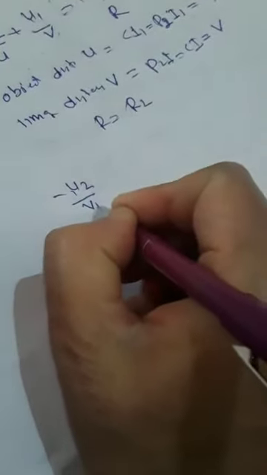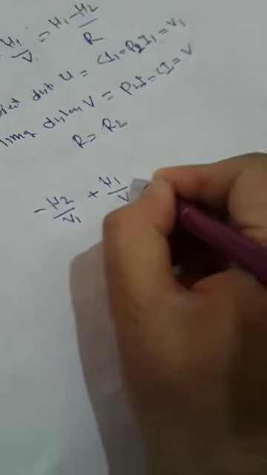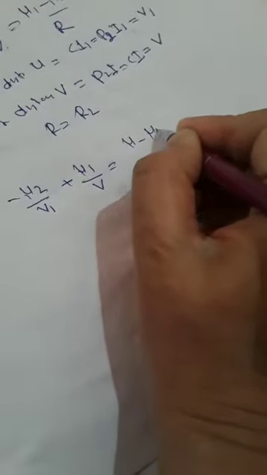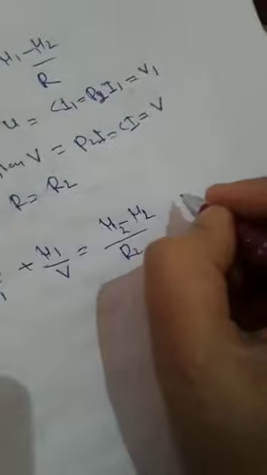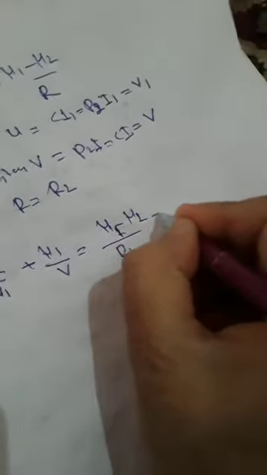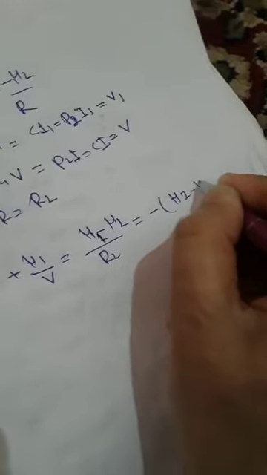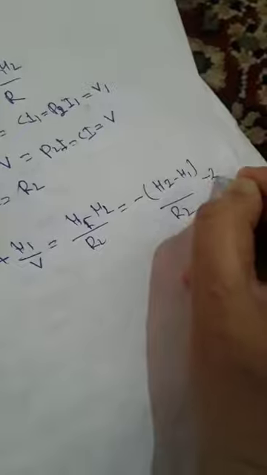When we substitute in the above equation, I get minus mu2 V1 plus mu1 V is equal to mu1 minus mu1 minus mu2 divided by R2. Here I will take mu1 common, and here, taking common, it will become minus mu2 minus mu1 divided by R2. This is equation second, and the above equation can be named as equation first.